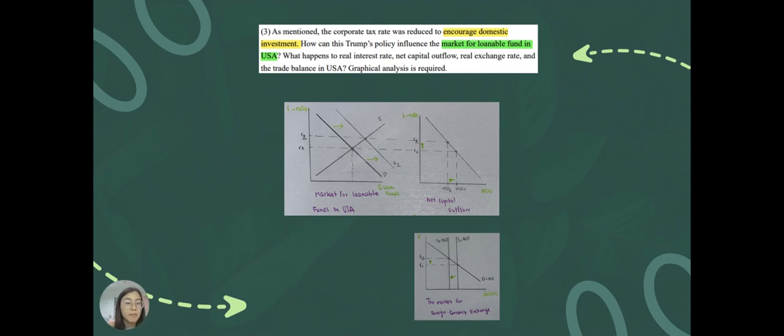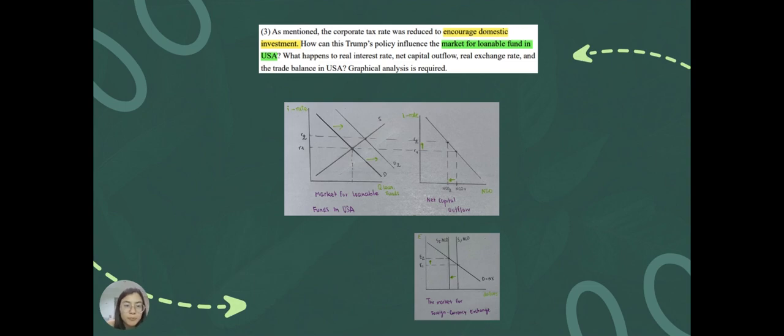And then for the next question, we have, as mentioned, the corporate tax rate was reduced to encourage domestic investment. How can this Trump's policy influence the market for loanable funds in the USA? What happens to real interest rate, net capital outflow, real exchange rate, and trade balance in the USA? Graphical analysis is required.